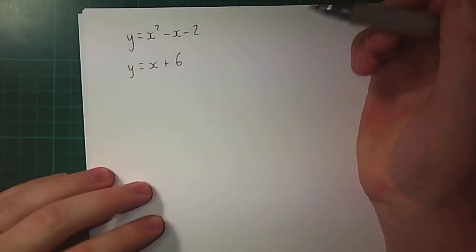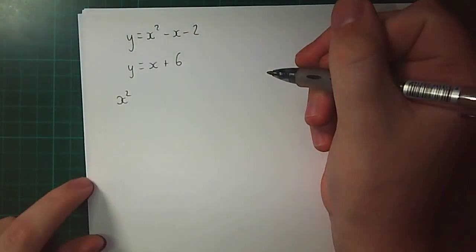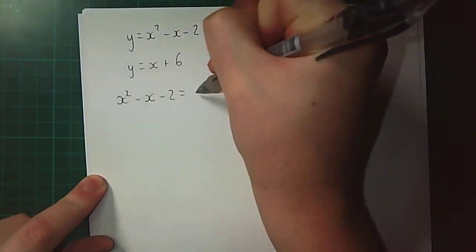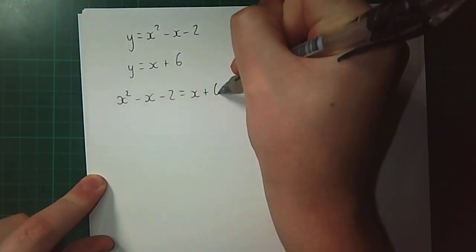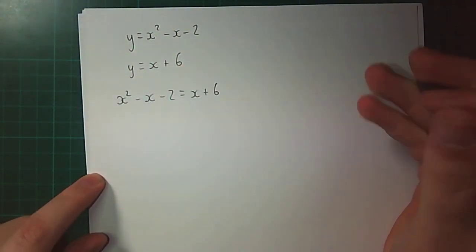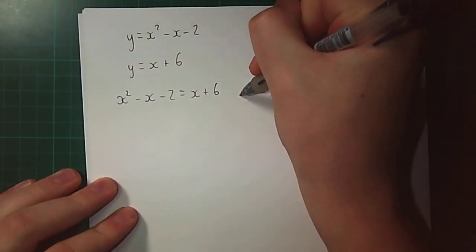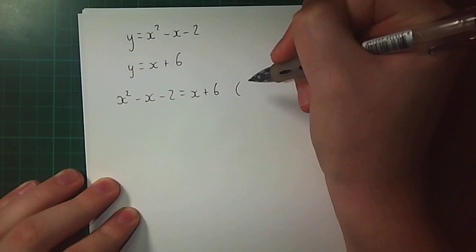We're going to set them equal to each other. That's how we start pretty much any equation that has a quadratic in it. x squared minus x minus 2 is equal to x plus 6. Now we want to get all of this on that side, so I'm going to do it in 2 steps but in one line.